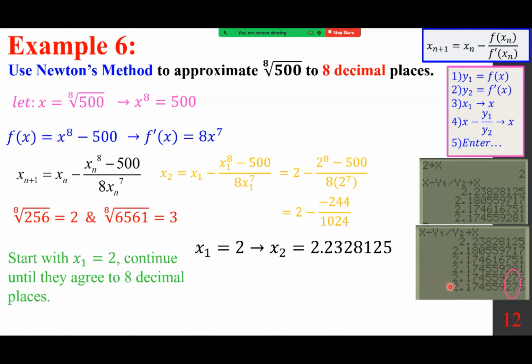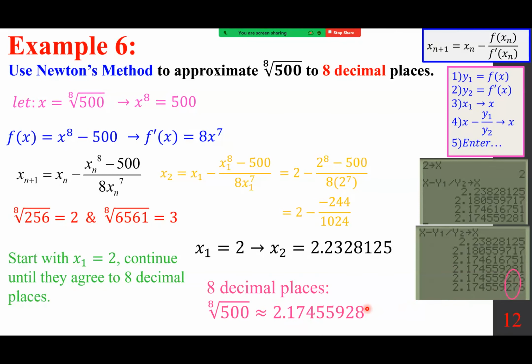And so you write the answer is 2.1745592. And after 7, we have 6. So you change that. See, this one is not good enough, okay? You do the rounding, and 7 changes to 8. That's how you do the math. I can't emphasize this enough.